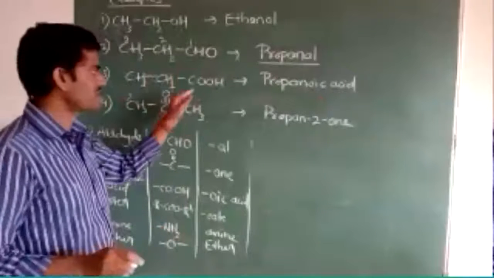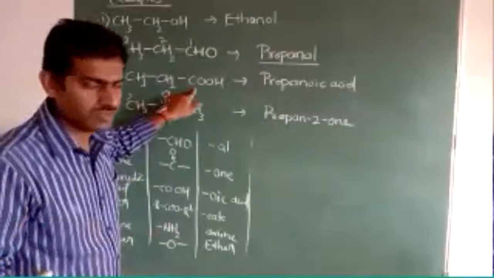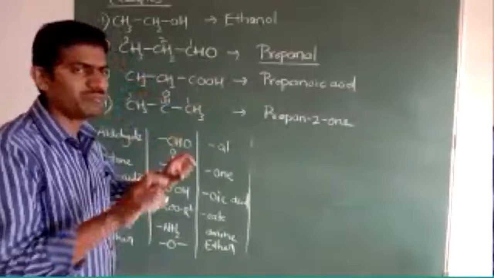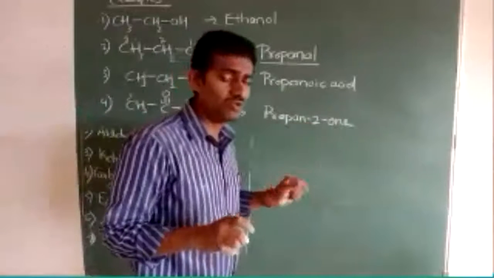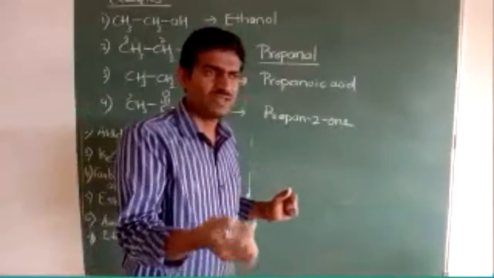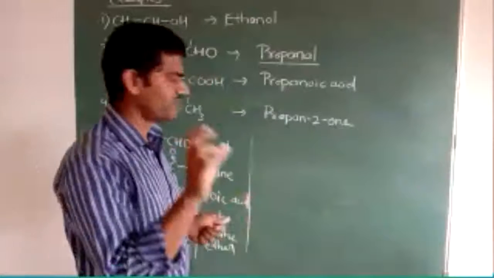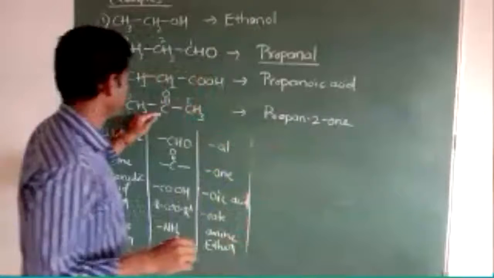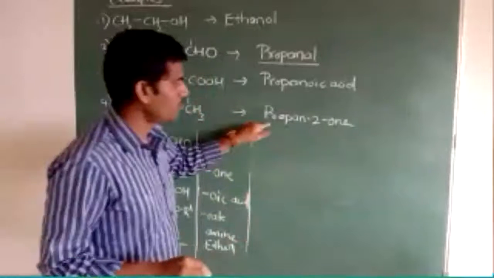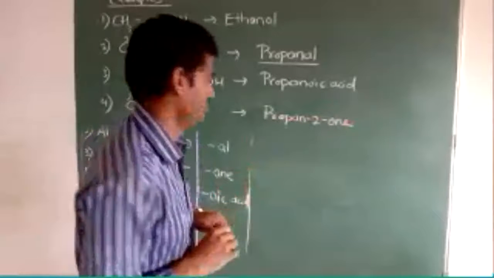When the functional group is present at the first carbon atom, there is no need of representing the number. When you are having the functional group in between, at that time you have to represent the number because you should know where it is present. If no number is given, you should understand that it is at the terminal end of the chain. So here at the second carbon we are having the ketone. That's why propan-2-one.